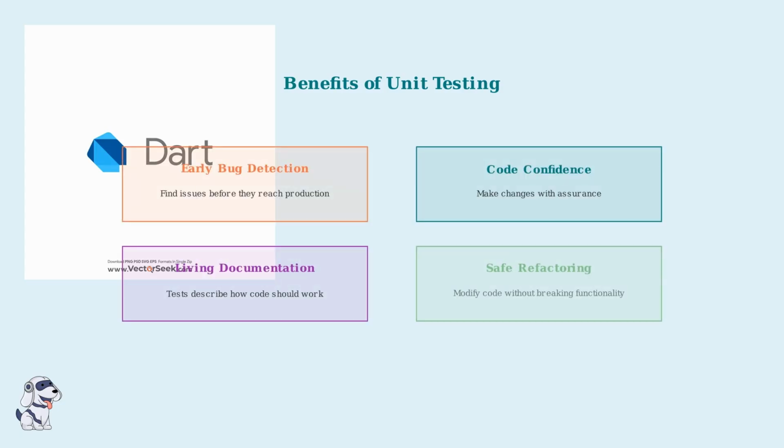It helps detect bugs early in development, provides confidence when making changes, serves as living documentation for your code, and enables safe refactoring. By writing comprehensive unit tests, you create a safety net that ensures your application remains stable and reliable as it grows and evolves.